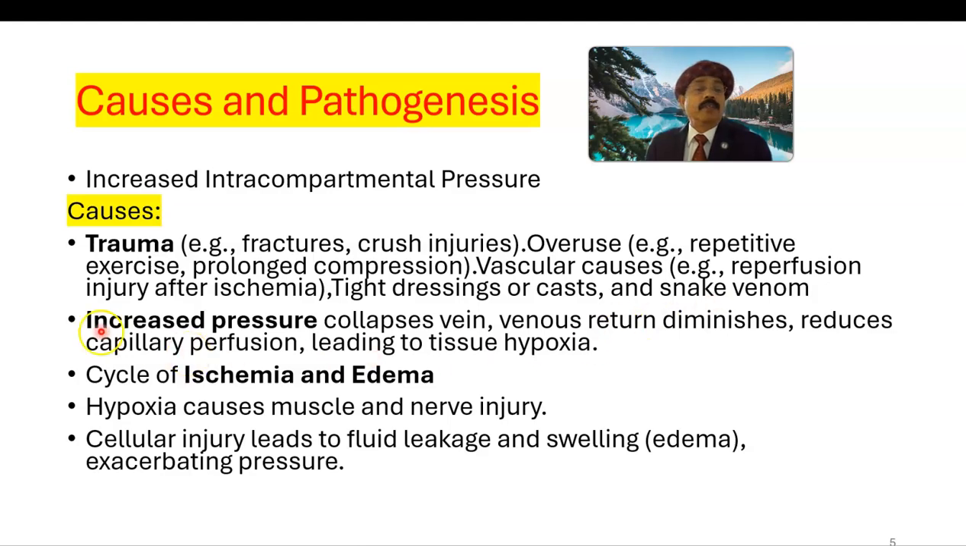Increased pressure collapses veins, venous return diminishes, and capillary perfusion is reduced, leading to tissue hypoxia, a cycle of ischemia and edema. Hypoxia, the lack of oxygen, causes muscle and nerve injury. Cellular injury leads to fluid leakage and swelling. There will be edema, exacerbating the pressure.